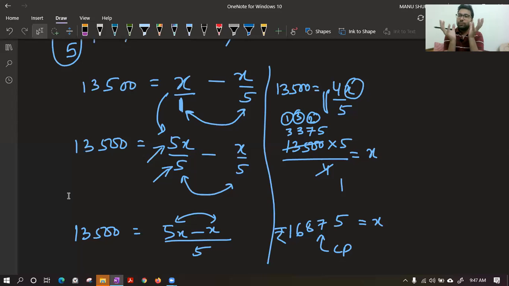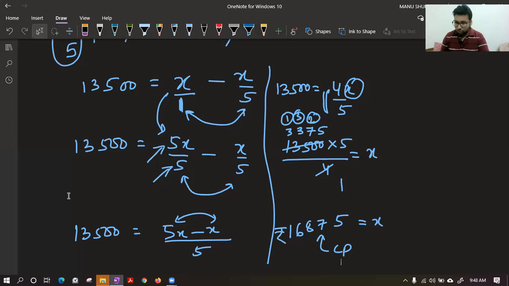This thing is a little bit in reverse direction. If CP is given, moving forward is very easy. But if SP is given, we are moving backward. Just keep this thing in mind. When cost price is given, you are moving forward. When SP is given, you are moving backward. And always going backward is more difficult than going forward.